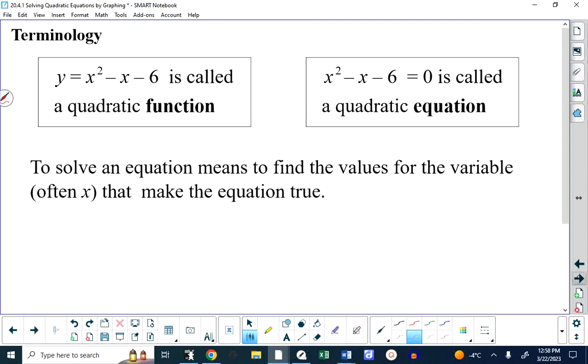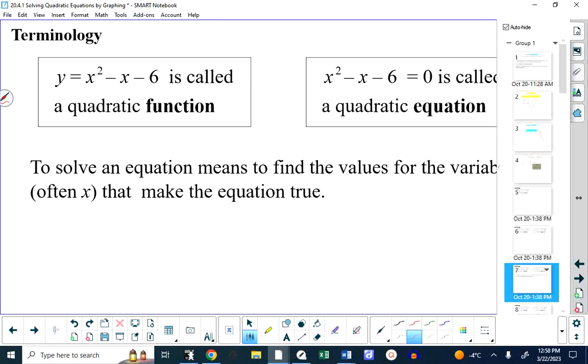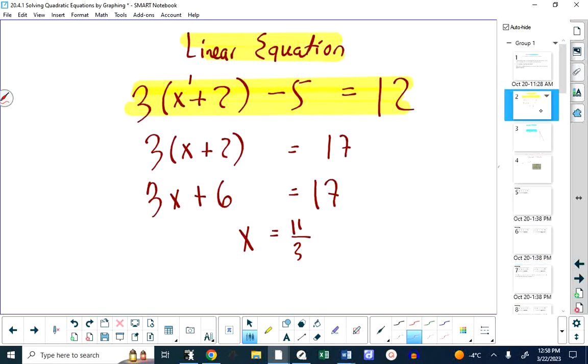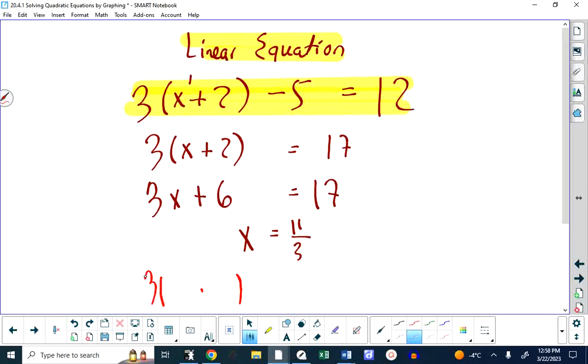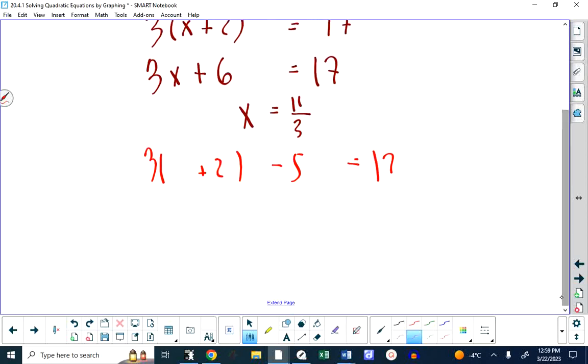To solve an equation, now there's some more terminology here, means to find the values of x that make the equation true. So I'm going to go back and talk about this equation right here, the one that's highlighted, and we got x equals 11/3. Well, if I were to take that original equation, 3 times x plus 2 minus 5 equals 12, and I put in for x the solution that I got, which is 11/3, I would like everybody to use your calculator and calculate what the left-hand side of that is equal to.